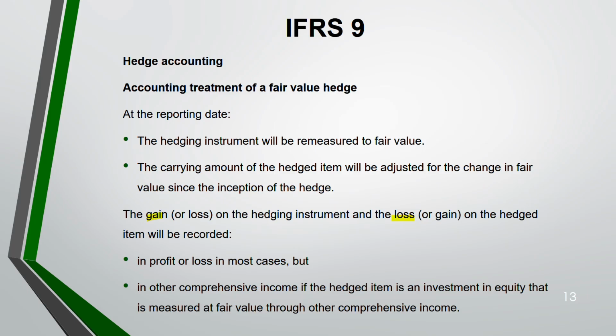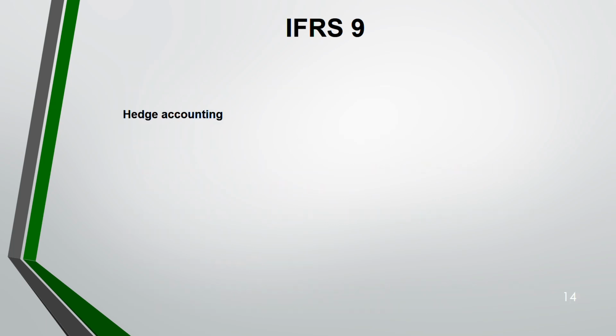If it does not fall in this, everything else is profit and loss. That is investment in equity, if it is measured at fair value through OCI. Other than that, everything else goes to profit and loss. Simple. Now coming to cash flow hedge.